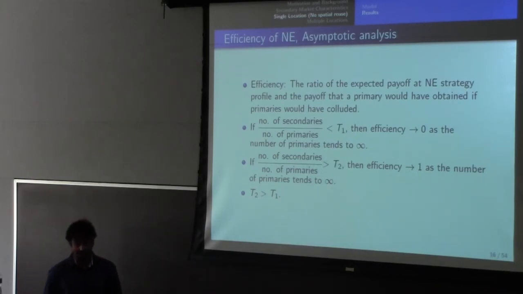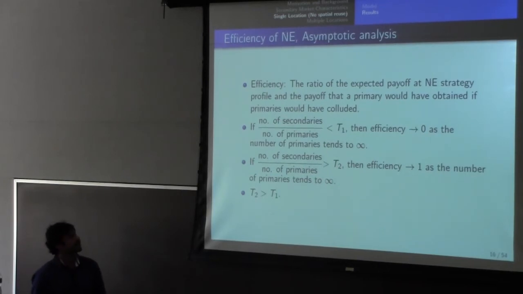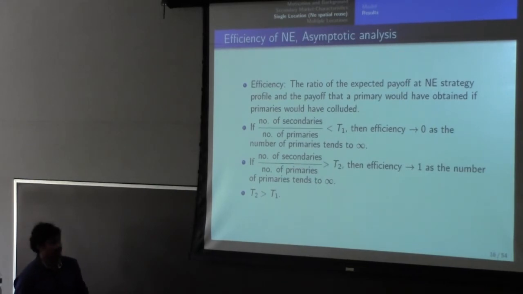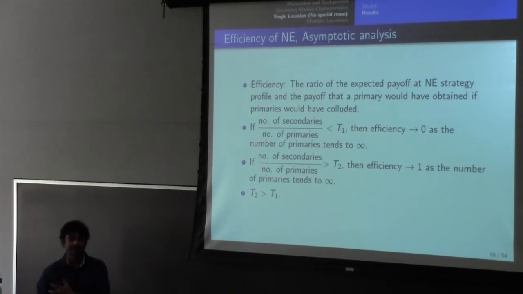And what about the efficiency? What is the efficiency in this setting? The efficiency is the ratio of the expected payoff at NE, and because it is a non-cooperative game, primaries are competing with each other. So what will happen if the primaries cooperate with each other and gain some optimal payoff? What is the ratio between the expected payoff at NE and the payoff that the primaries would have obtained if all of them had colluded?